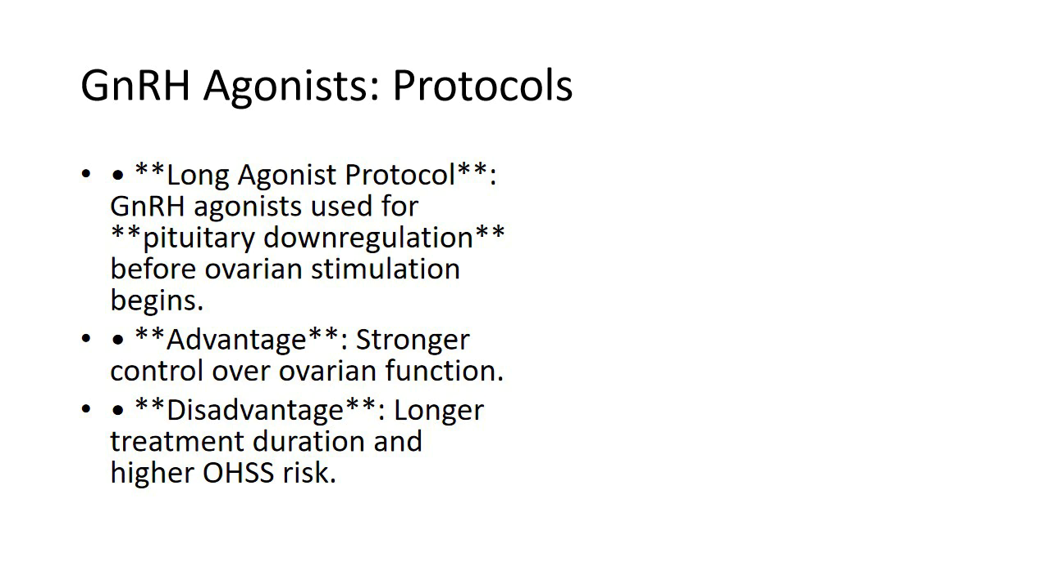Short protocol, flare protocol: GnRH agonist started in follicular phase, day 2 to 3. Used in poor responders to enhance FSH release. Advantages: complete suppression of LH surge, better follicular synchronization. Disadvantages: initial flare effect may cause hormonal fluctuations. Requires longer duration of treatment.